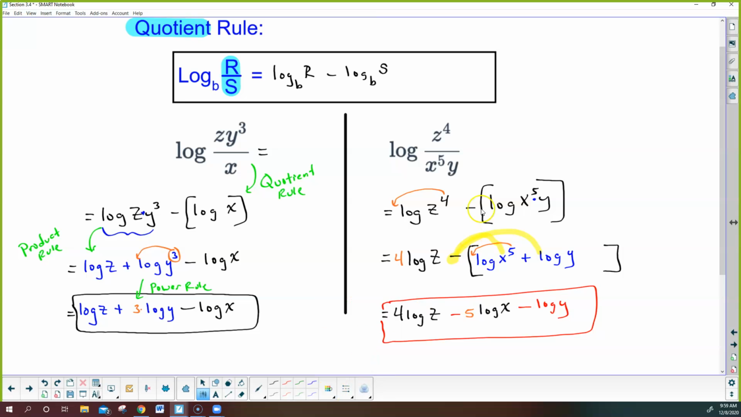And I don't know if this is helpful or not, but we went from here to here. We did the quotient rule to write this first step. And then from here to here, we did the product rule. And then basically here, just this 4, that was a power rule. And then again, this 5 here was another power rule. So you can see how we're applying all of these rules at once to expand it out.